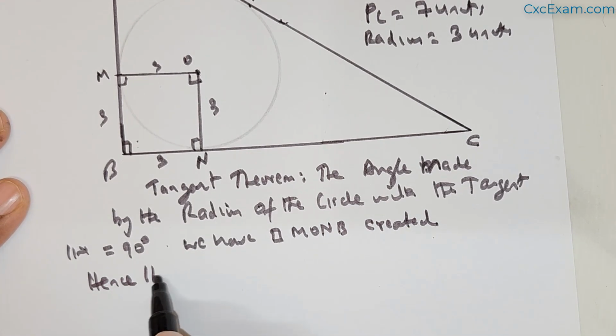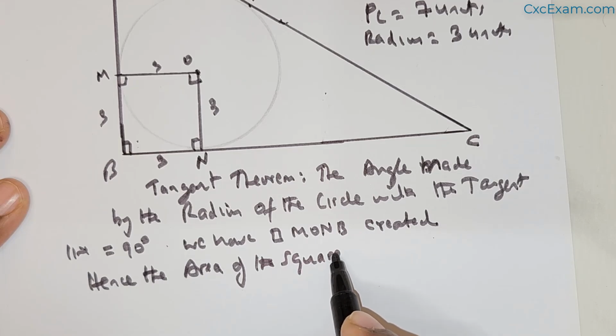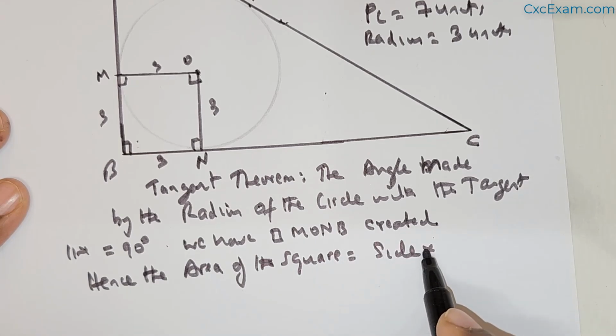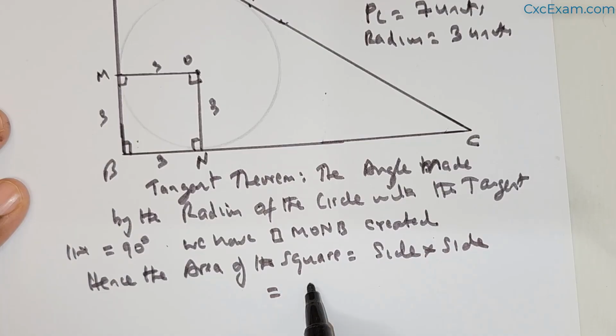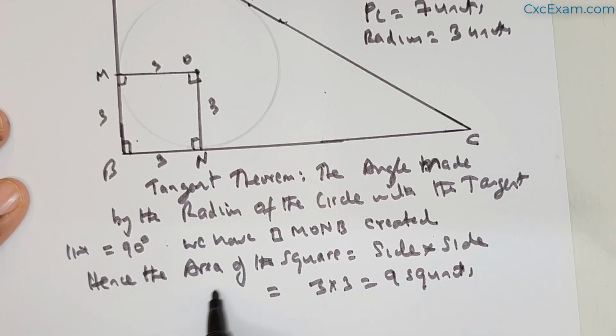So hence the area of the square is side multiplied with side, which is 3 into 3, which is 9 square units. So that is the square area.